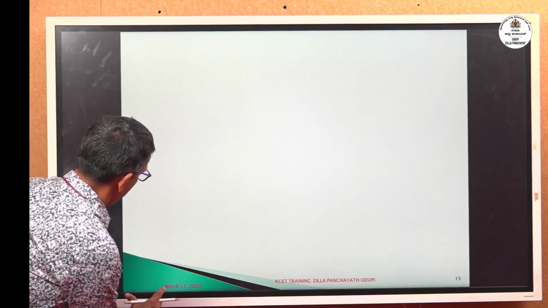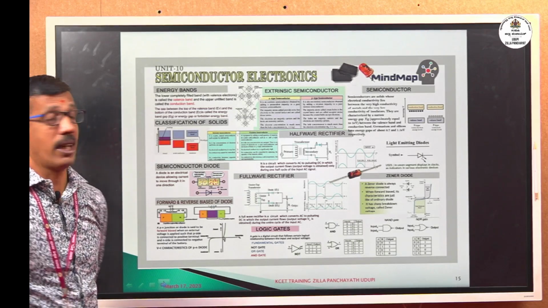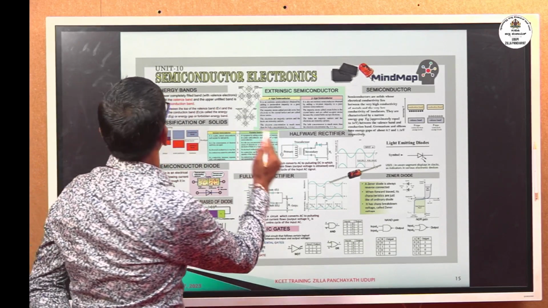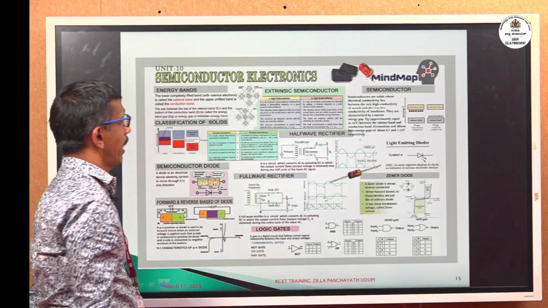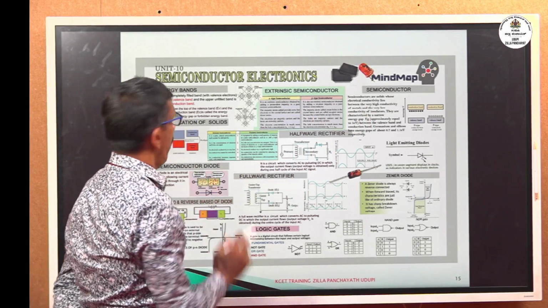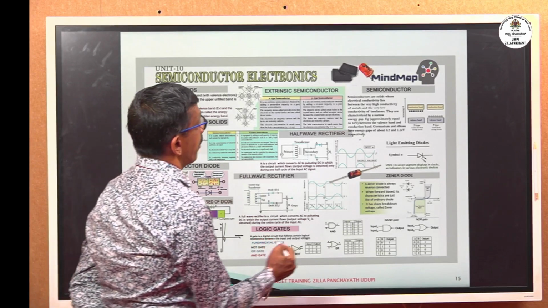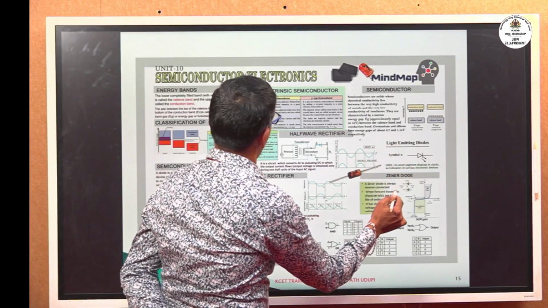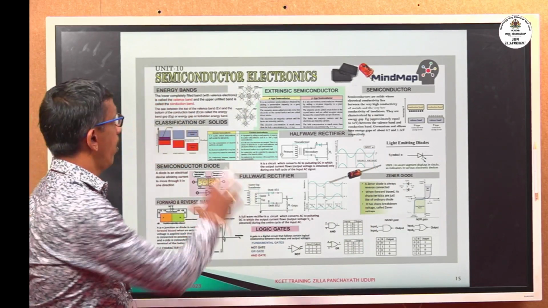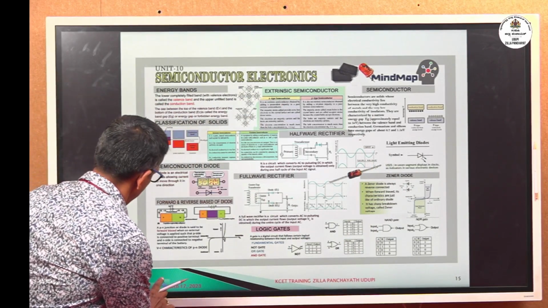Now we move on to the mind map of this chapter. What and all it contains: energy bands, classification of solids, intrinsic semiconductor, extrinsic semiconductor, rectifier, full wave rectifier, half wave rectifier, forward and reverse bias of the diodes, then logic gates, light emitting diode, Zener diode, photodiode. The whole chapter consists of these concepts. With this introduction, we move on to the questions now.